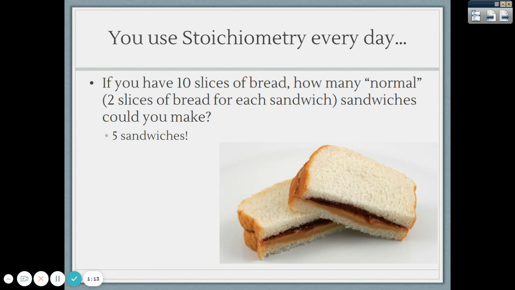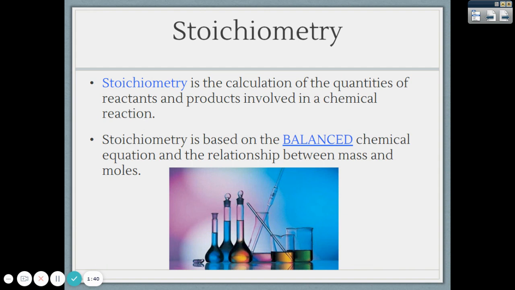So we know based on that ratio, 2 slices per sandwich. If I have 10 slices of bread, it takes 2 slices each, so 5 sandwiches obviously comes out of that. So that's a simple example of what we're going to be doing with stoichiometry. We can think about it as a recipe like that. How many compounds does it take in your reactant side to make a certain number of products?